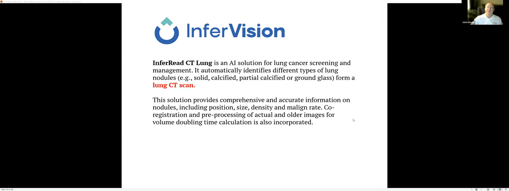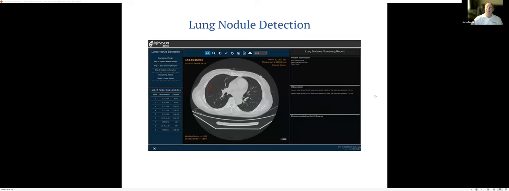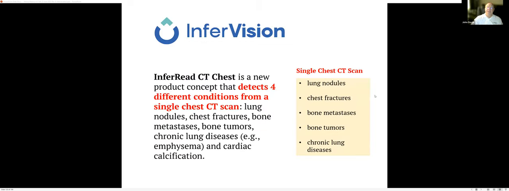That's very nice. There's other software that reads CT scans as opposed to just regular X-rays, identifies different kinds of lung nodules as solid or calcified or partially calcified or ground glass, and provides information about position, size, density, and so on. So lung nodule detection in CT scans, another application. It detects four different conditions from a single chest CT scan: nodules, fractures, bone metastases, bone tumors, and chronic lung diseases. So the idea here is that after you read it with a human radiologist, then you have the CT scan diagnosis carried out by AI and see if they match.